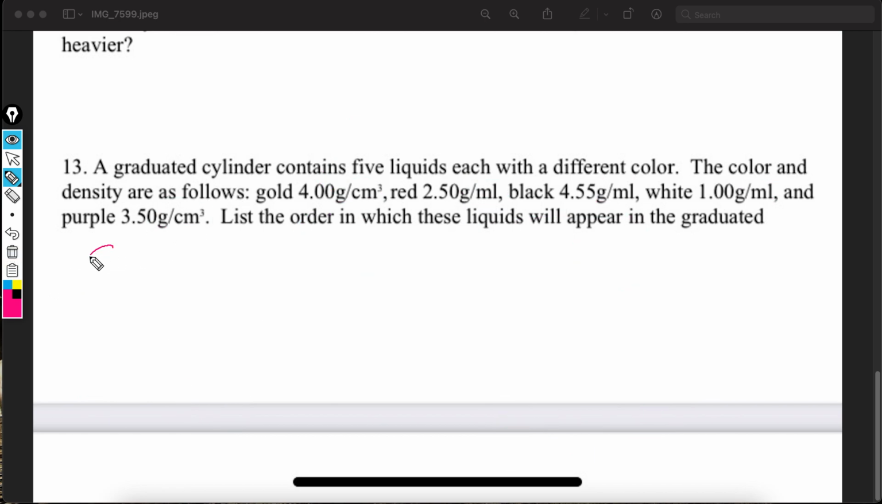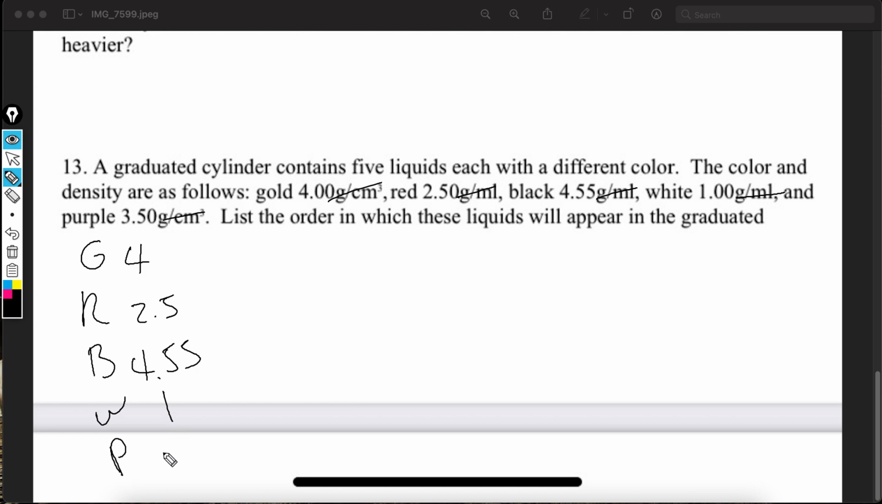So the first one is, I don't want to use that color anymore. It's getting old. It's giving me diarrhea. Gold. We're just going to put a 4. We're going to ignore the units for right now, on all of them. Gold is 4. Next, red is 2.5. Black is 4.55. Whoops, no, 4.55. White is just 1. And purple is just 3.5. And I'm just going to go over it: 1, 2, 3, 4, 5. Wonderful. So now I'm going to draw my graduated cylinder.